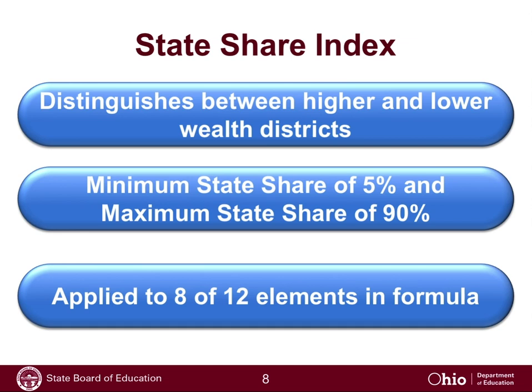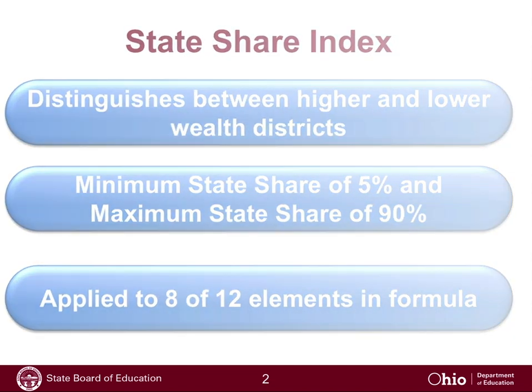One is that it is the tool that allows us to distinguish between higher and lower wealth districts. We also set some parameters so that the minimum state share is 5%, even if the computation would drive a lower number than that. But the maximum is also 90%, even if the computation might drive some amount higher than that. And then ultimately, it is applied to only some, but not all, of the different elements in the formula. We'll talk about which elements those are, but it's applied to 8 of the 12 different elements in the formula. So I'm gonna turn it over to Aaron and let him talk you through the next slide.